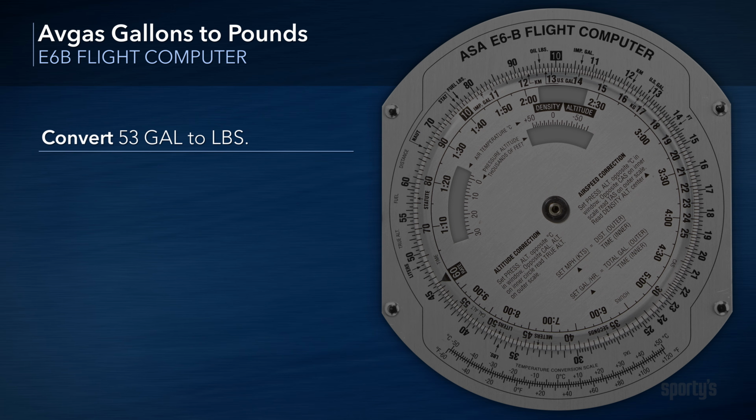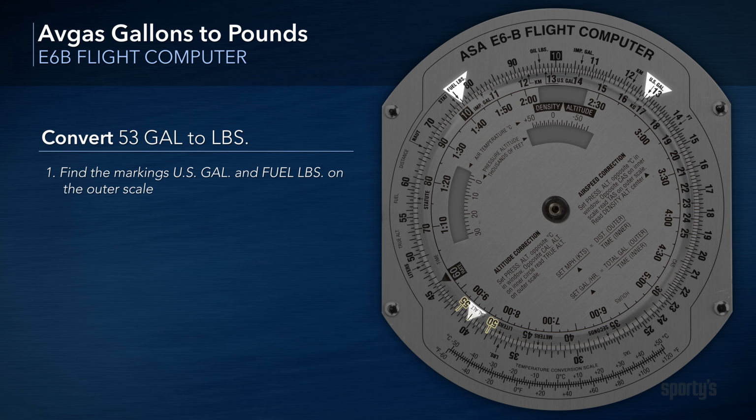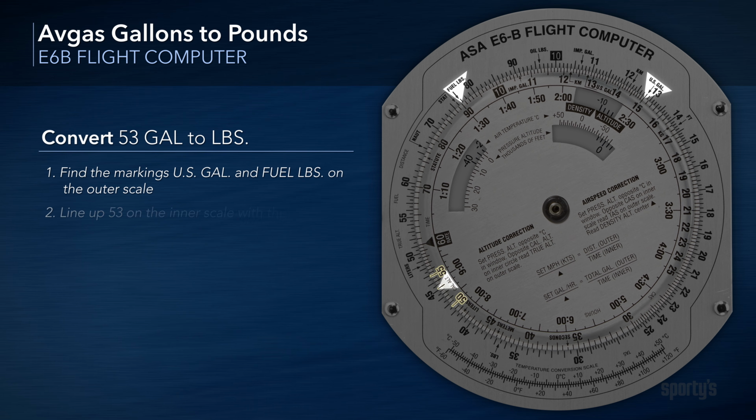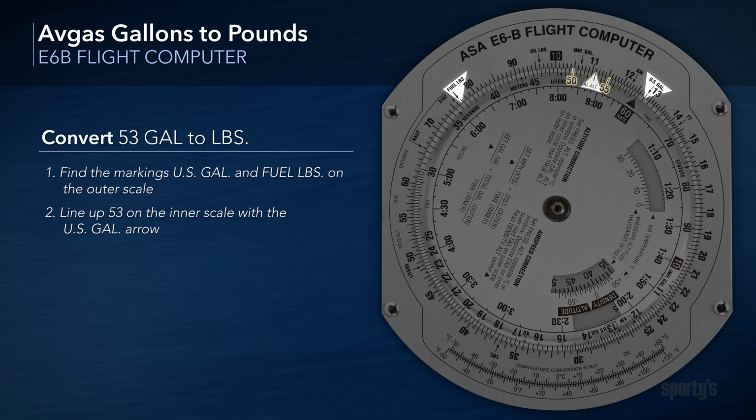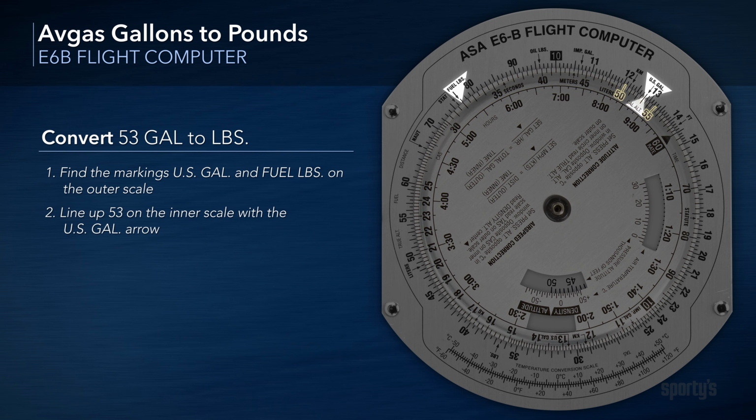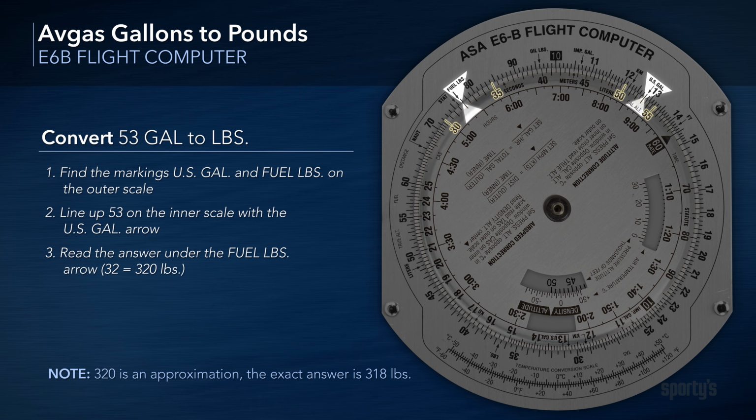The E6B can convert avgas gallons to pounds using a similar technique, using the fuel US gal and fuel pounds markings on the outer ring. To convert 53 gallons of avgas to pounds, line up the number 53 on the inner scale with the US gallons marking on the outer scale. Find the fuel pounds arrow on the outer scale and read the result of 32 across from it on the inner scale, which equates to approximately 320 pounds of avgas.